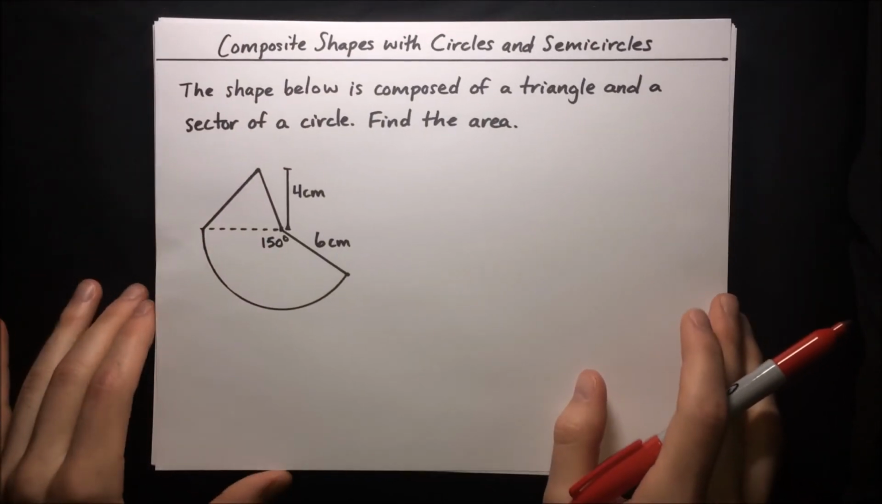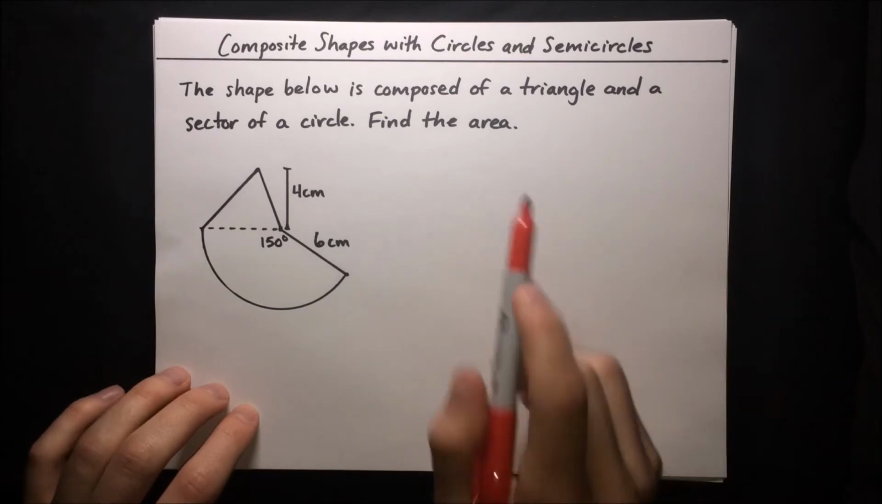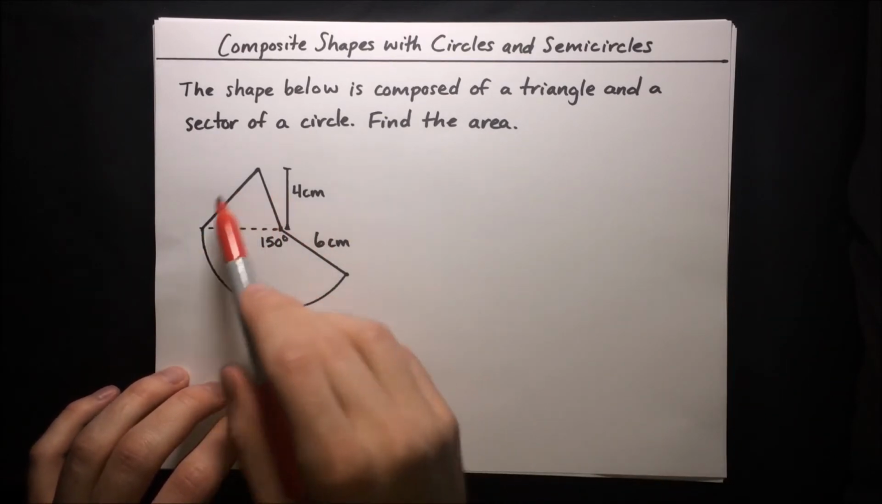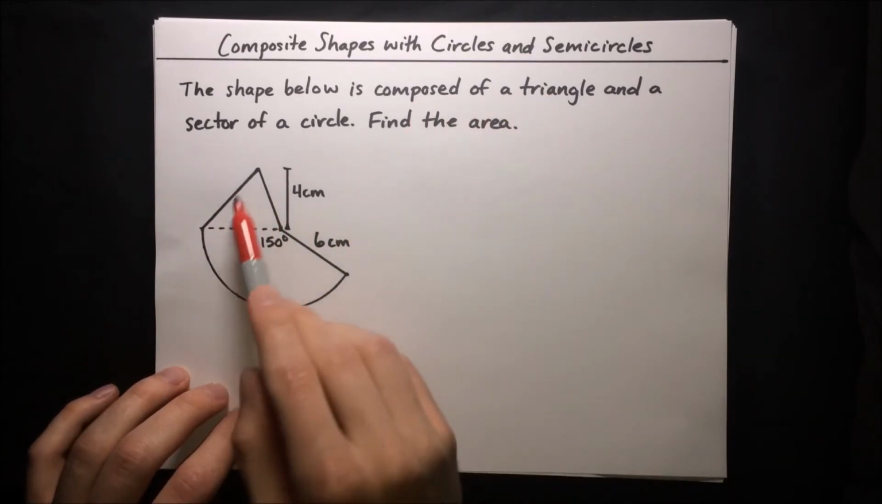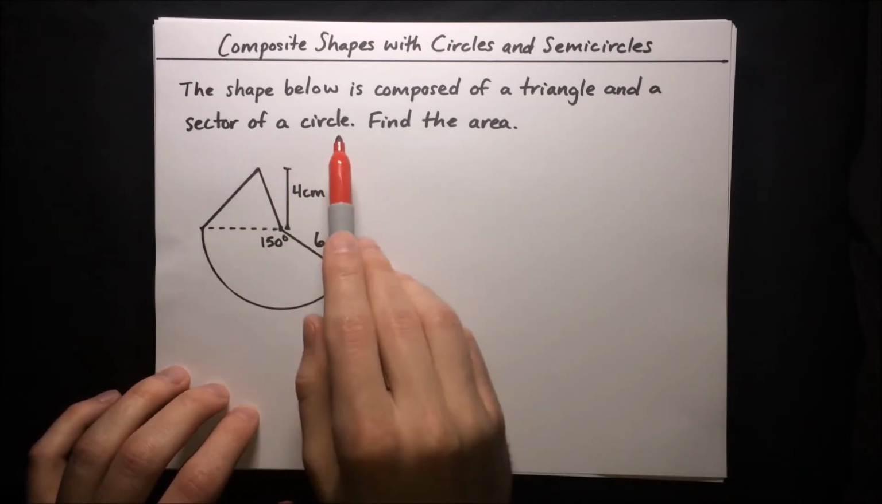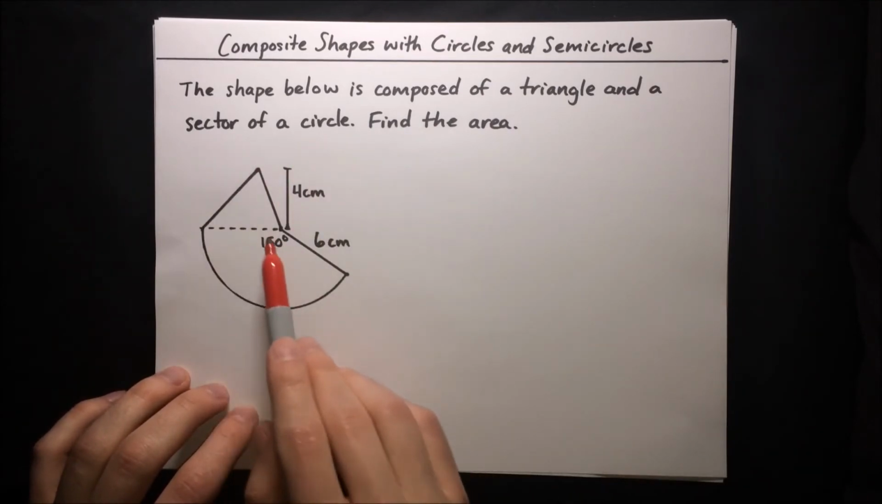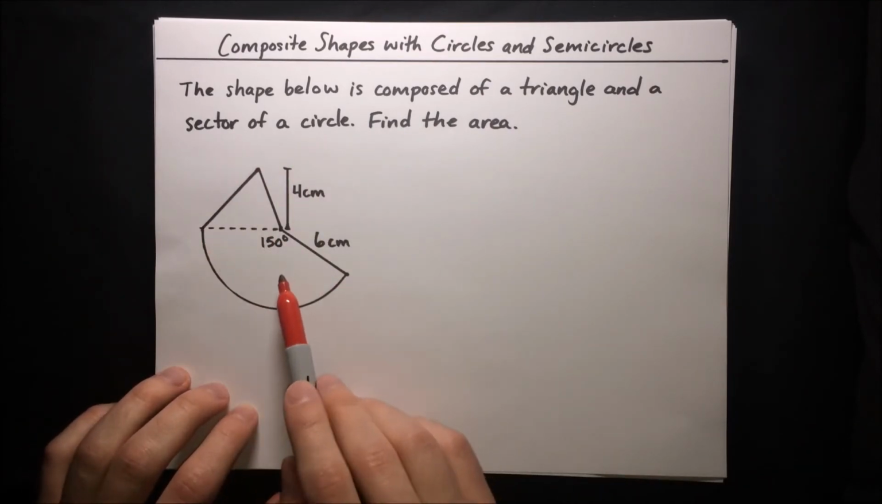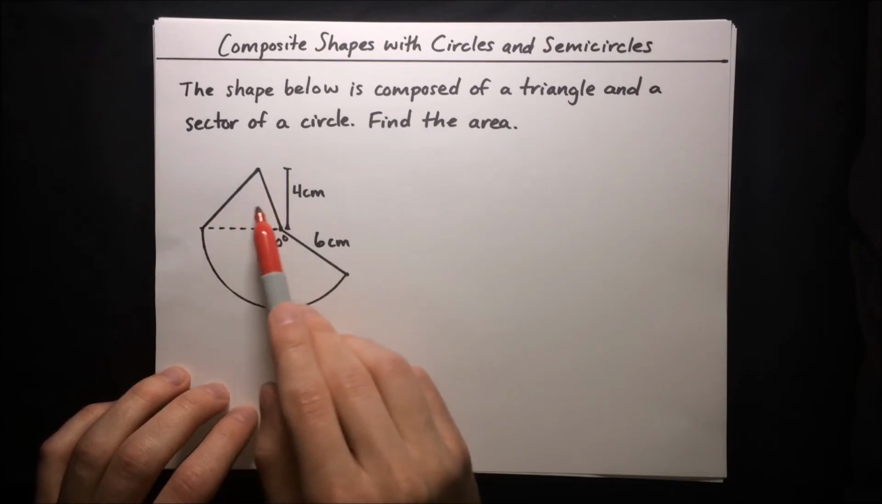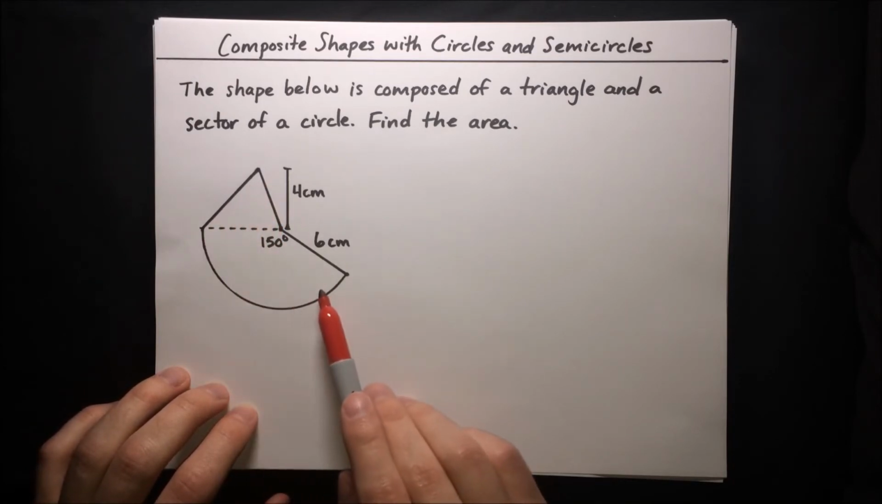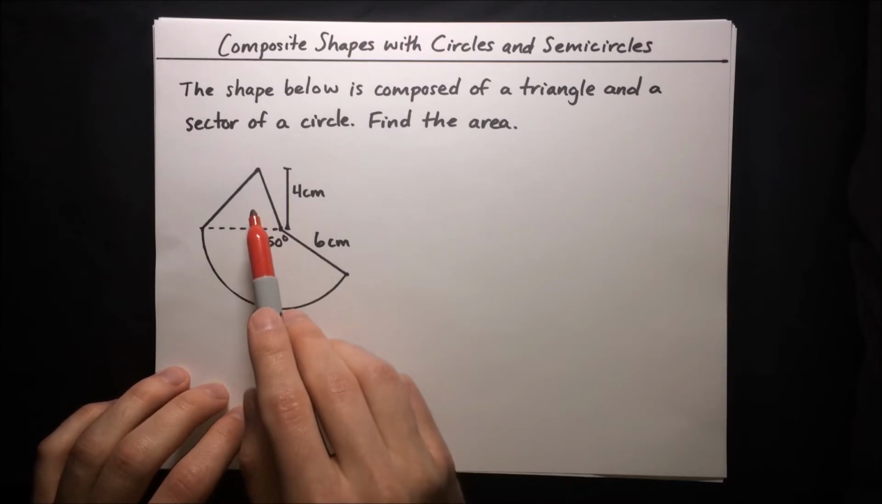Here's another example, except this time we want to find the area of the shape. The shape is composed of a triangle right here and a sector of a circle, a 150-degree sector right here. So how are we going to find how much space this shape occupies? Well, we can break this up into two subproblems.